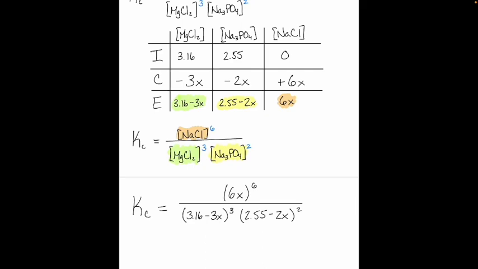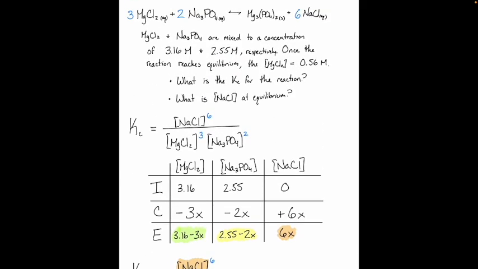Okay. All right, so now I need to, if I got x, I can just plug it in and I'm all ready to go, right? Can just plug that into my calculator. So in order to get my value for x here, I need to read my problem carefully. And it tells me that the concentration of magnesium chloride at equilibrium is 0.56 molar. Right? So where on my ICE table is the concentration of magnesium chloride at equilibrium? That's that green box there, the 3.16 minus 3x.